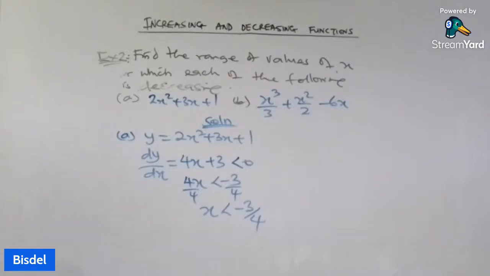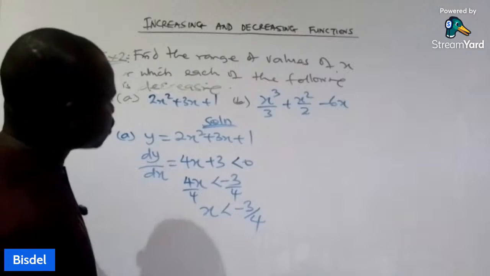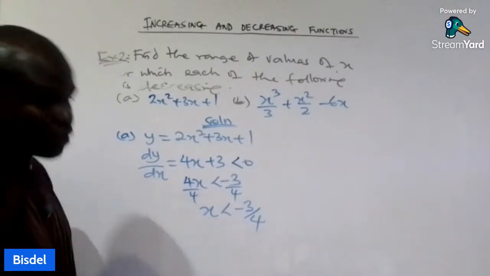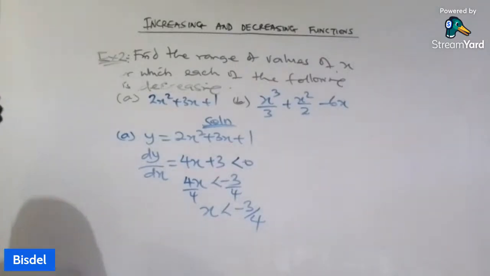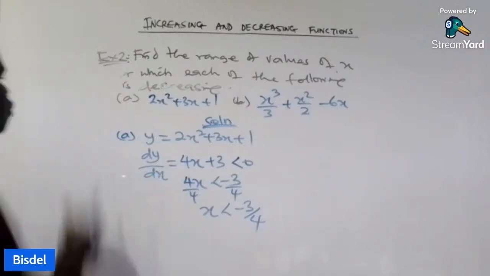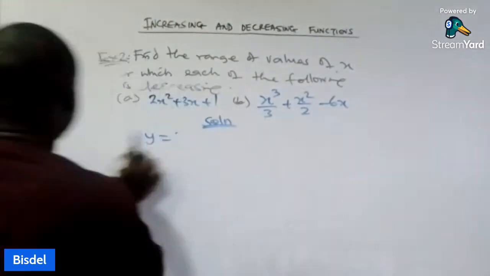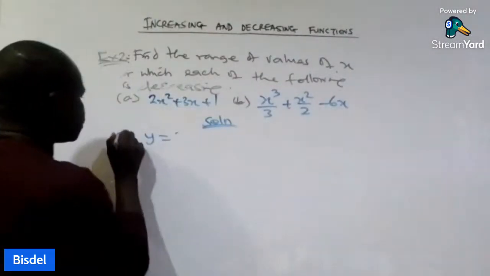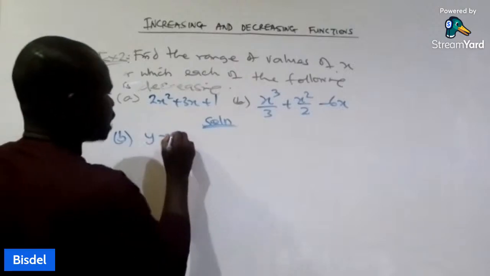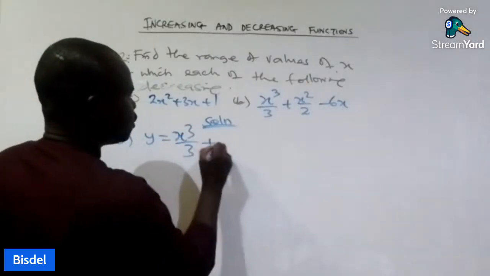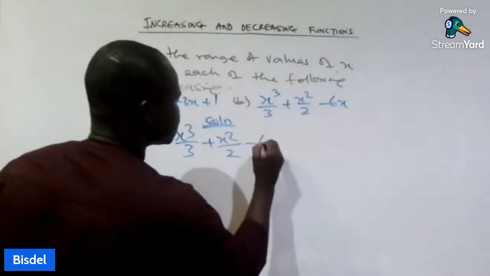So we should take note that if you are dealing with a decreasing function, the derivative must be less than 0. Whenever we want to know the value of x for which that function is decreasing, the first derivative must be less than 0. So we go ahead and take the second example, where we have y equal to x cubed all over 3 plus x squared all over 2 minus 6x.